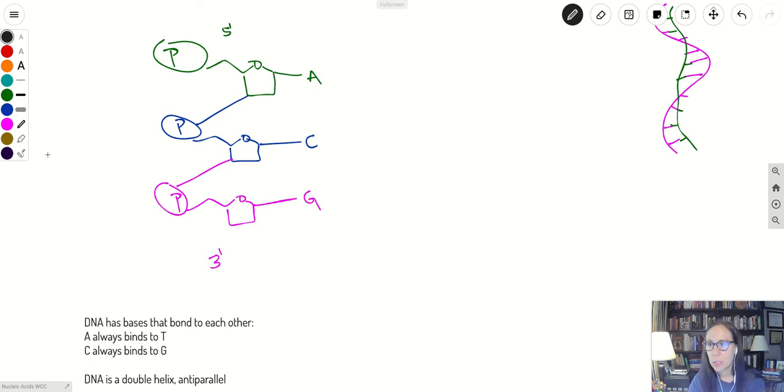Okay, so I'm going to use different colors for each nucleotide. So this A always binds with T. So I'm going to put a T here, and I'm putting it upside down. That's why it's called anti-parallel, because they run parallel to each other, but one goes up and down in this direction and the other one is upside down. So they're anti-parallel to each other. And so this is going to be an upside down strand.